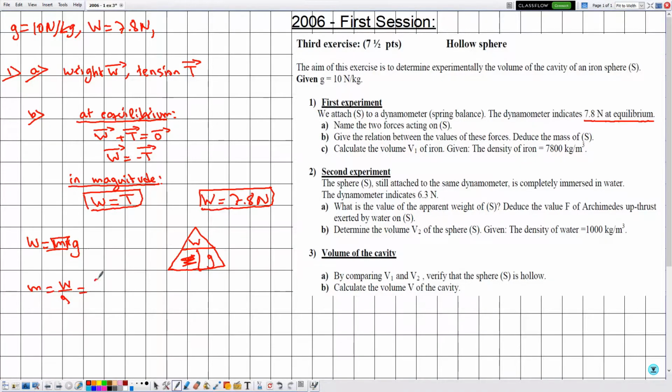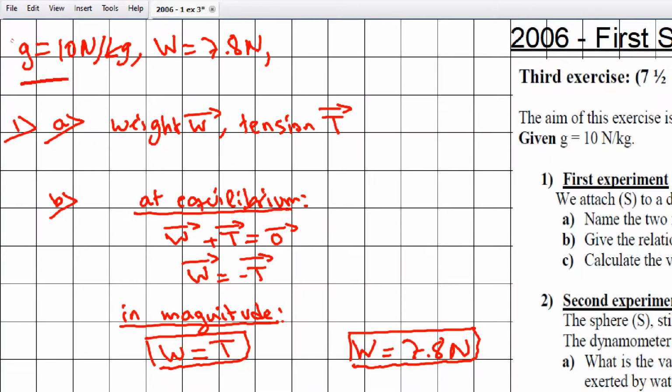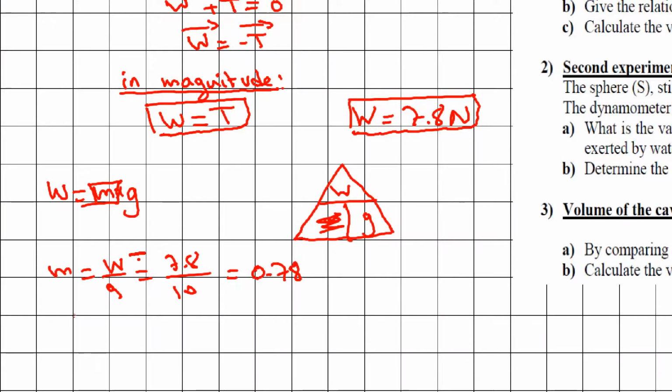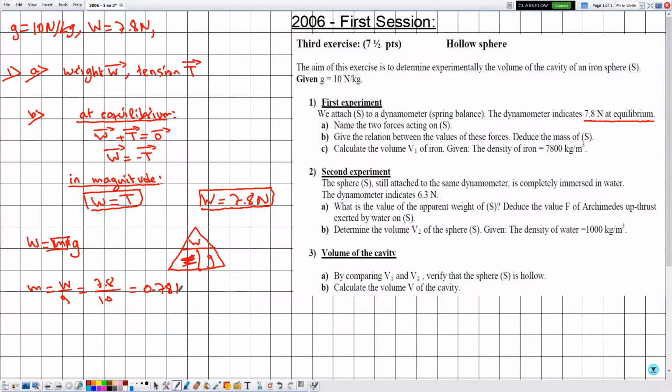Now the value of W is 7.8 and the value of g is 10 since we are performing this experiment on Earth. The value of this fraction is 0.78. Since everything is expressed in the SI, the value of m will be expressed in the SI, which is kilograms. Then the mass of this sphere is 0.78 kilograms. So let me write here that the mass of the solid S is 0.78 kilograms.